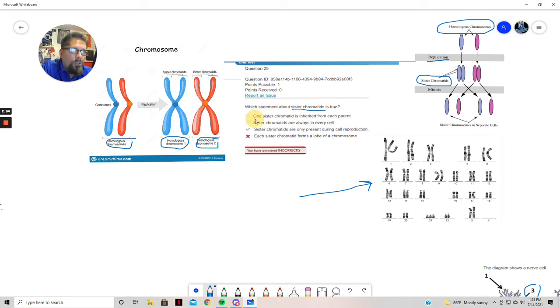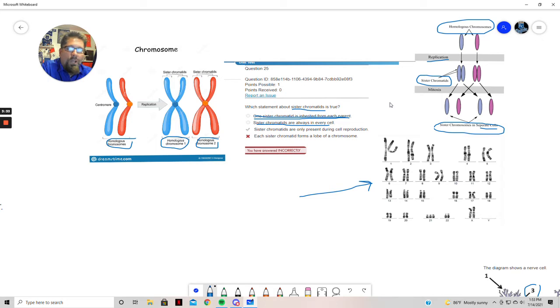So if we think about sister chromatids, and we look at the first choice, sister chromatid is inherited from each parent. No, the sister chromatid is a copy of the chromosome from each parent, so that one's out. Sister chromatids are in every cell, the second choice. We can see down here that once we go through mitosis and those two sister chromatids that are here are separated, now you can see that they're in separate cells. So they're no longer together. And matter of fact, they're only together for just a brief, short period of time.